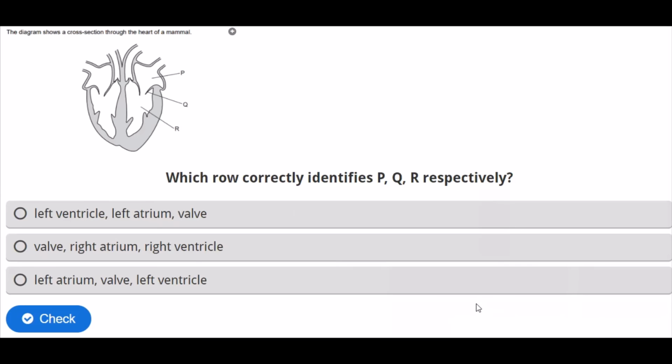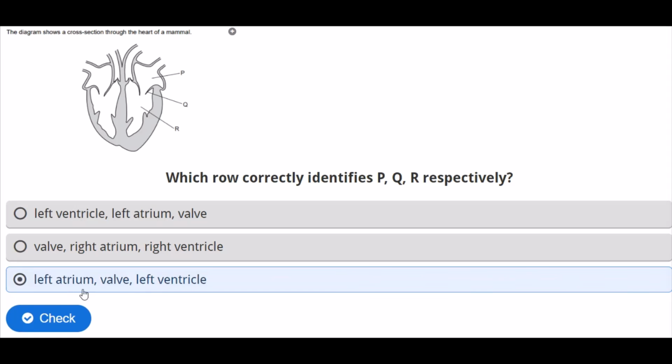So we have another question. It says the diagram shows the cross section through the heart of a mammal, and then we have to label P, Q, R correctly. P will be the left atrium, Q is the valve, and then the left ventricle is R.